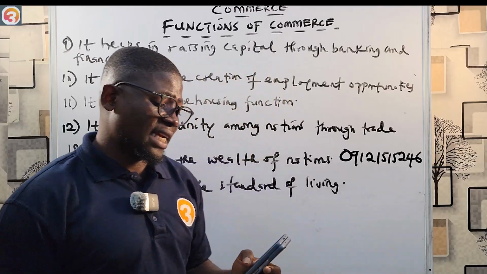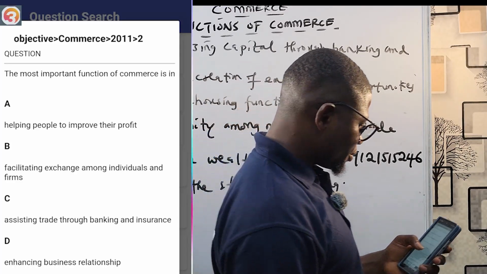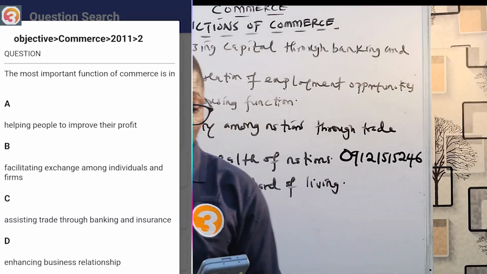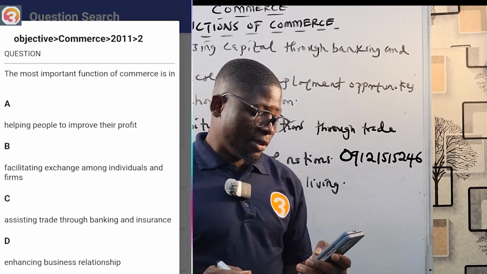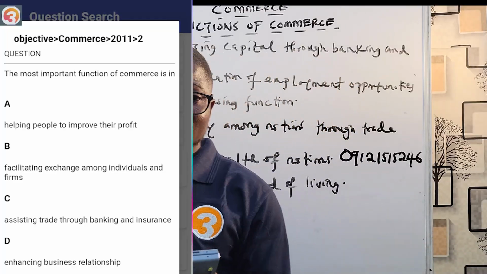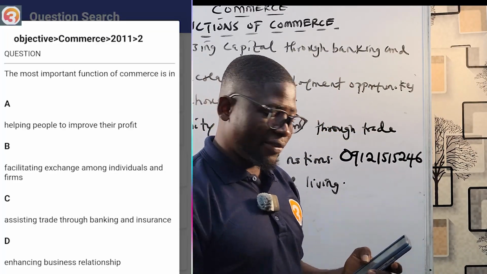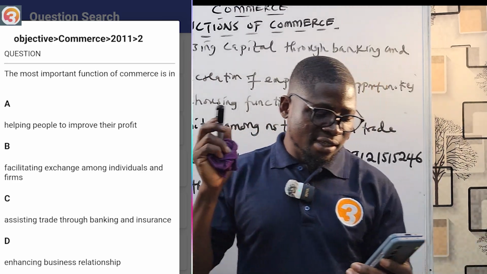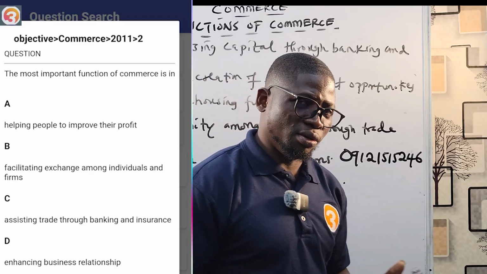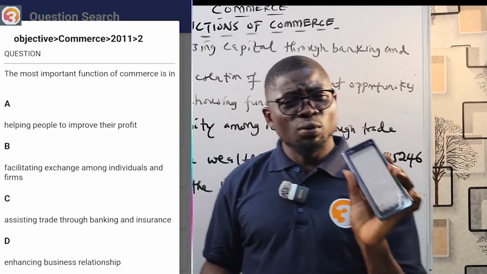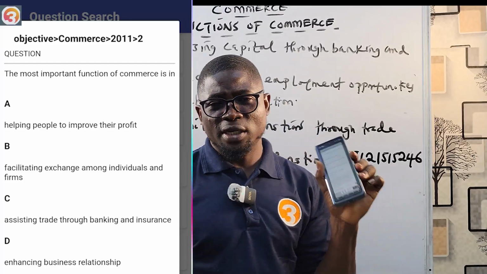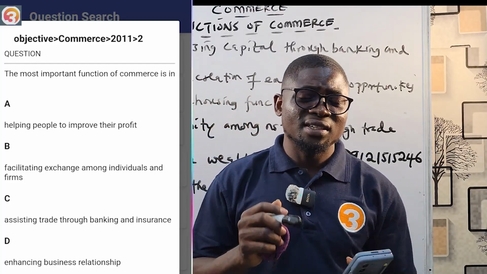This is a 2011 question, number 2. They say the most important function of commerce is A, helping people to improve their profit. B, facilitating exchange among individuals and firms. C, assisting trade through banking and finance. D, enhancing business relationship. This is why we say you need to understand how JAMB sets questions, because somebody who does not understand how JAMB sets questions will easily fail this kind of question.